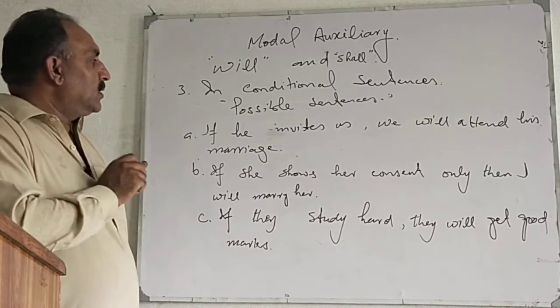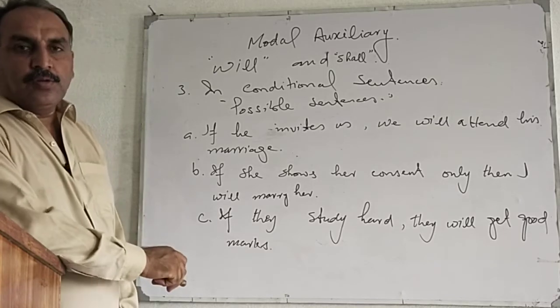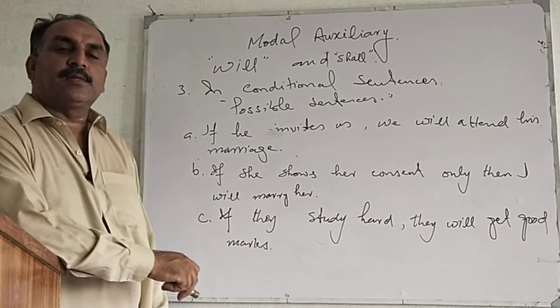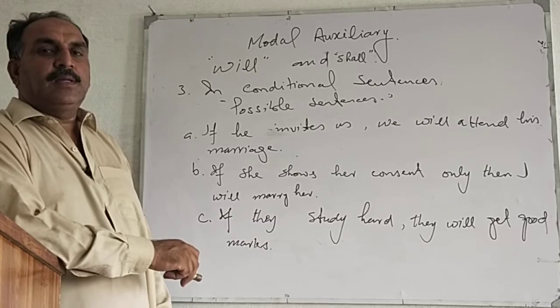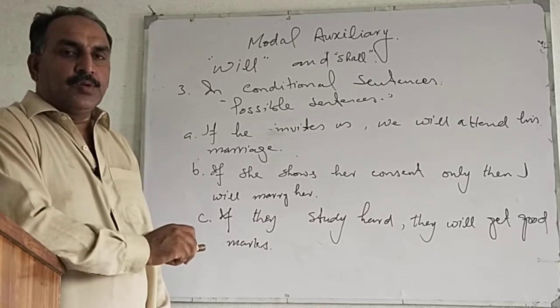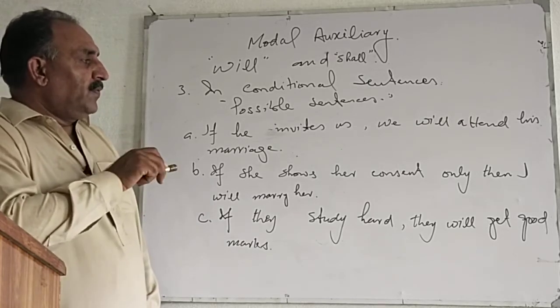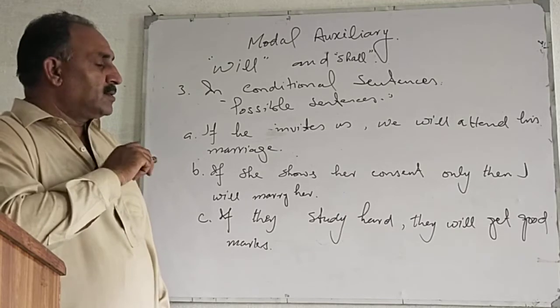Well, students, the third usage of will and shall is in the conditional sentences. You know there are three kinds of conditional sentences: impossible, possible, and improbable. Here in the possible sentences we use them. For example, if he invites us, we will attend his marriage.